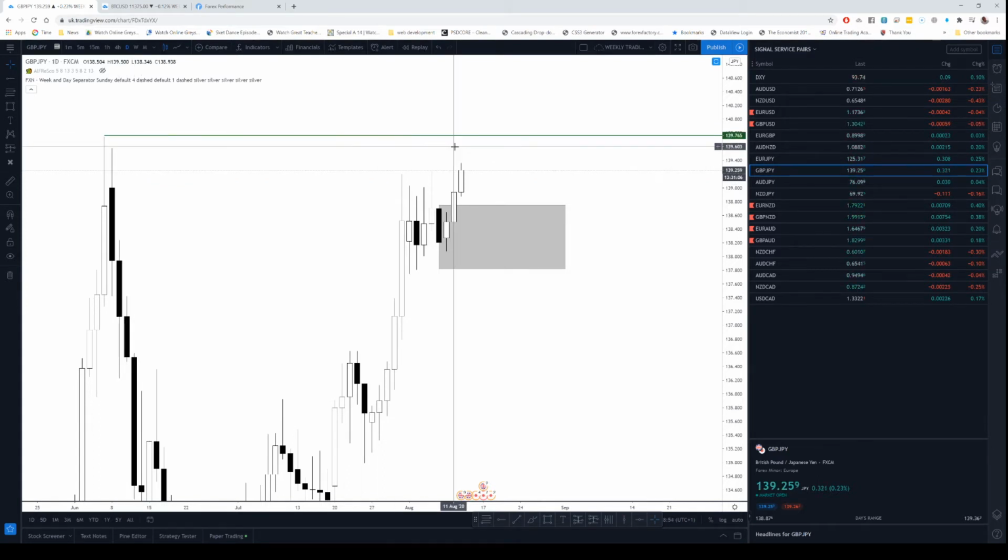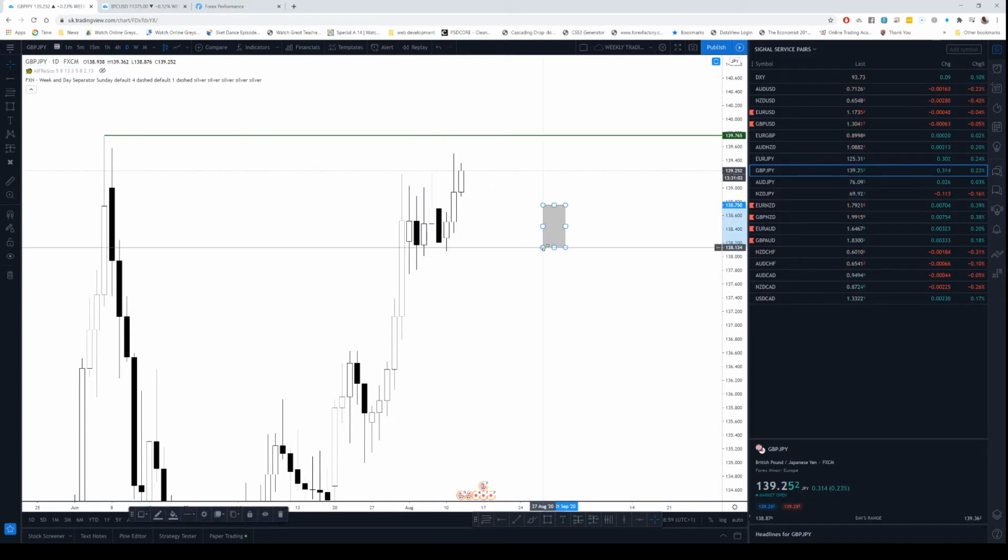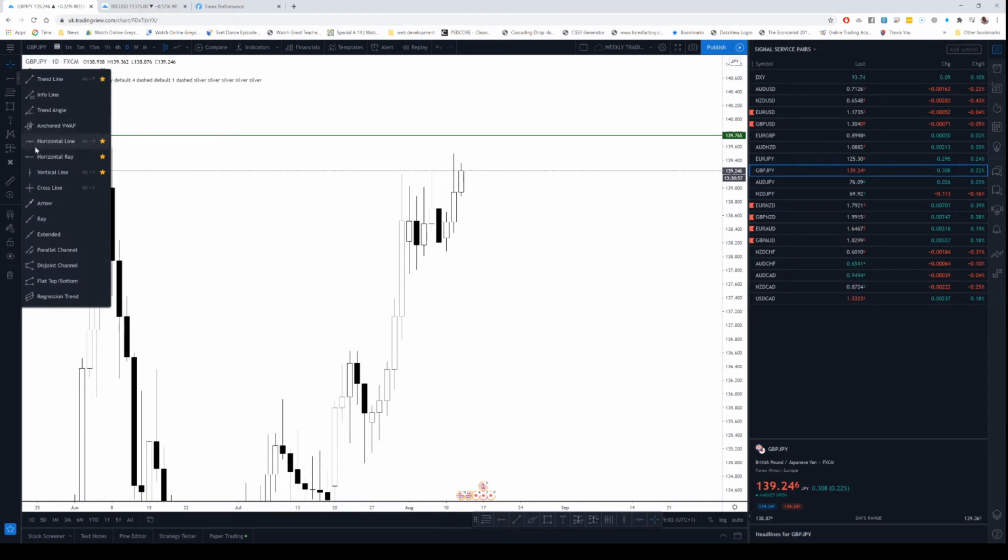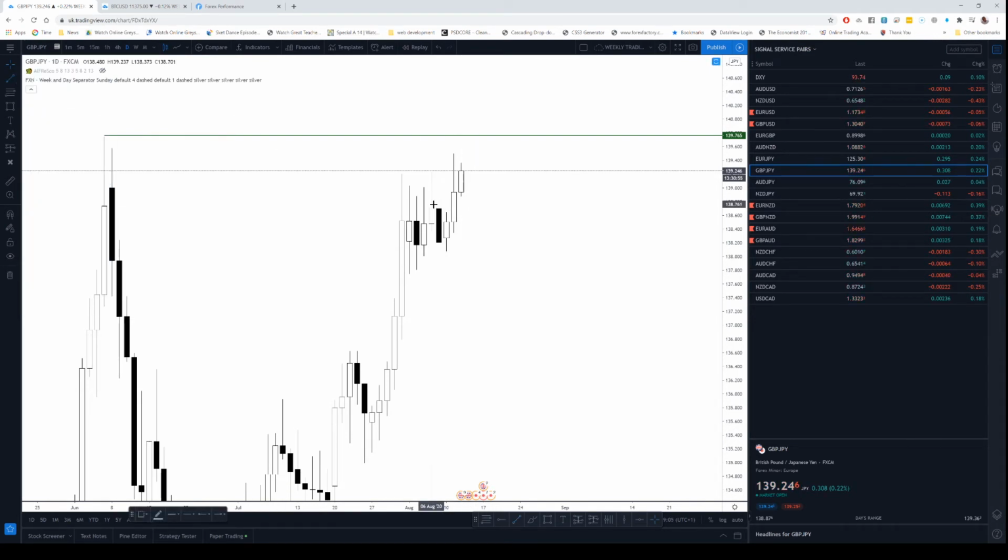for now. If we do get a retracement, okay, if we do get a retracement, watch this low, sorry, this price level.